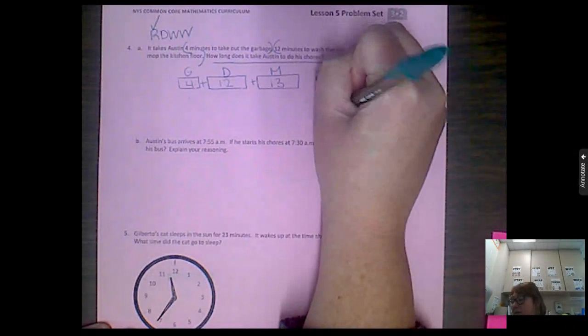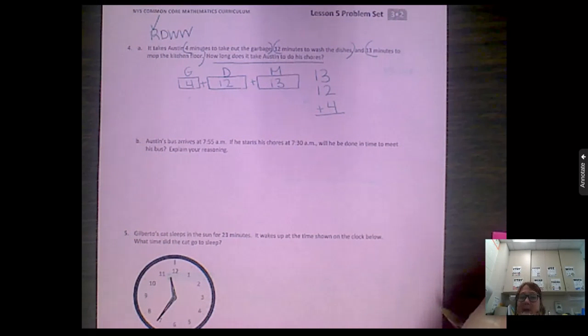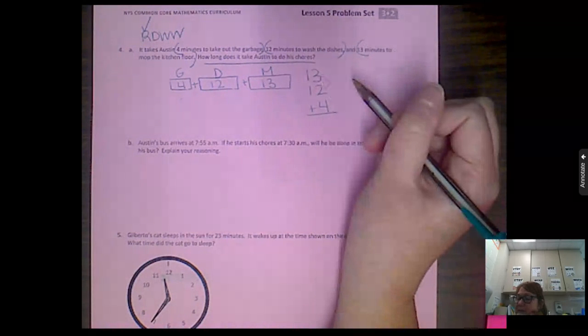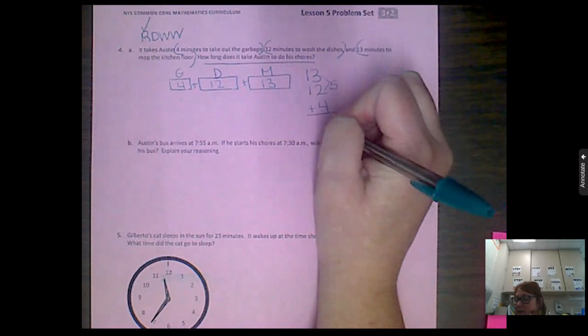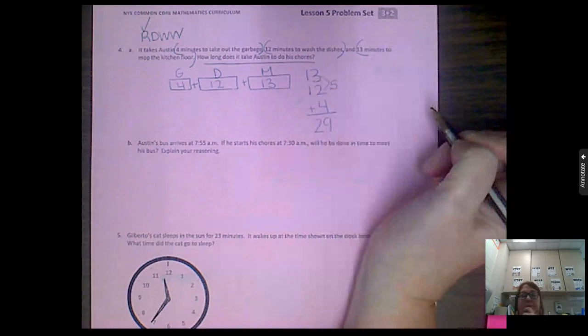I'm going to do 13 and then I'm going to do 12. And I think I'm just going to do a column of the 3 numbers. And I'm going to add them just like that. Sometimes kids like to add 2 numbers and then add the third one after, which is fine. So 3 plus 2 is 5. And then 5 plus 4 is 9. And 1 plus 1 is 2.